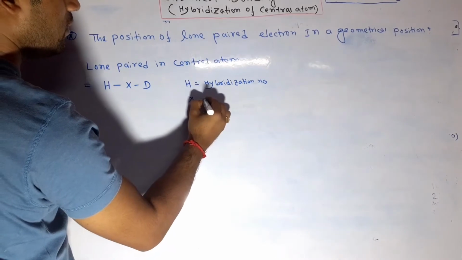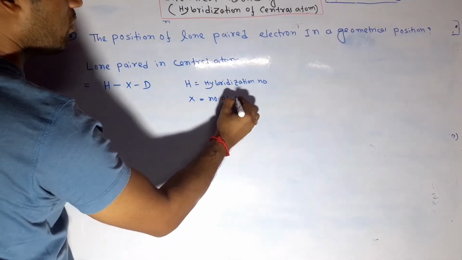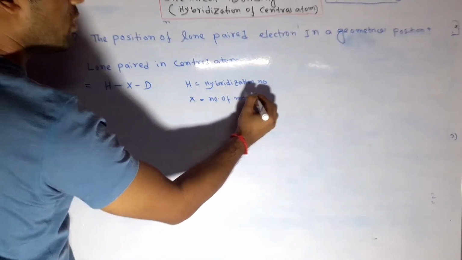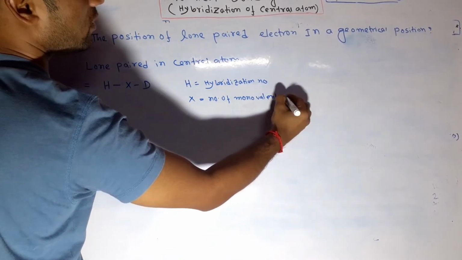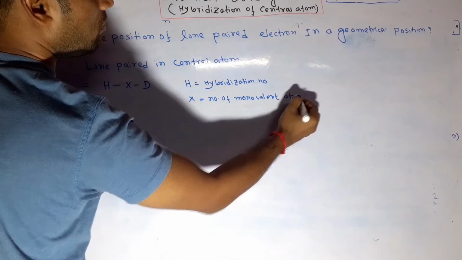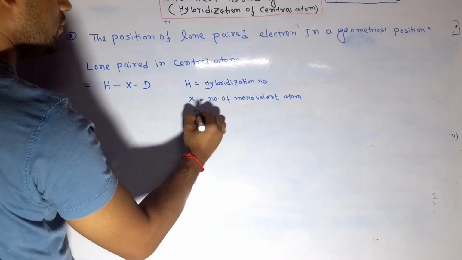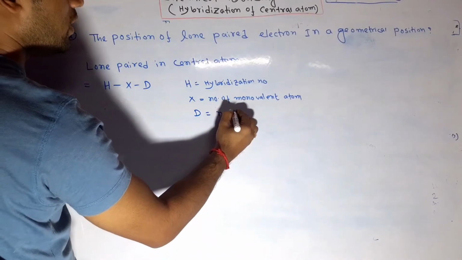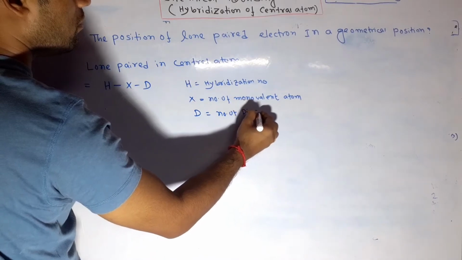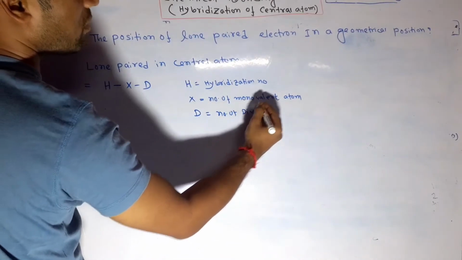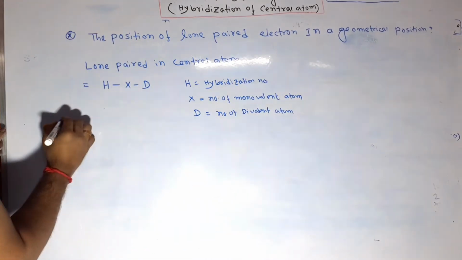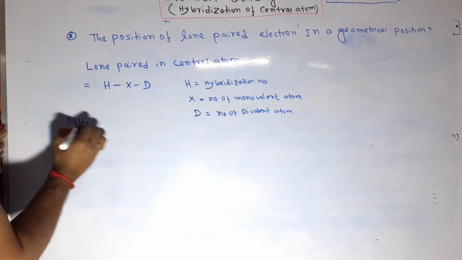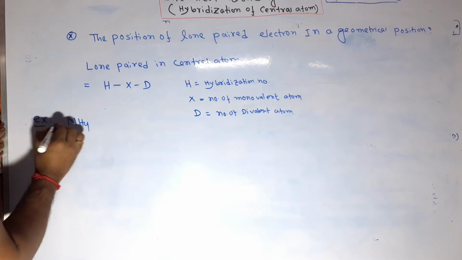X, number of monovalent or univalent atoms. D, number of divalent atoms, that means atoms with valency 2. Suppose, for example, NH4+.